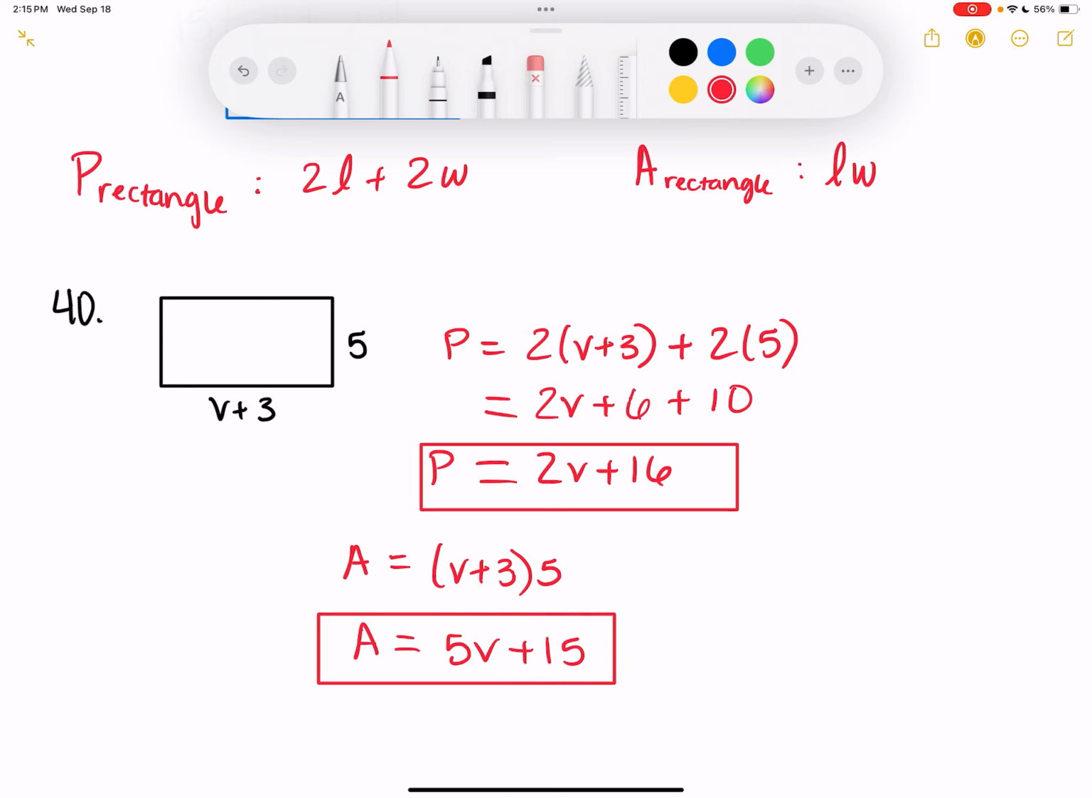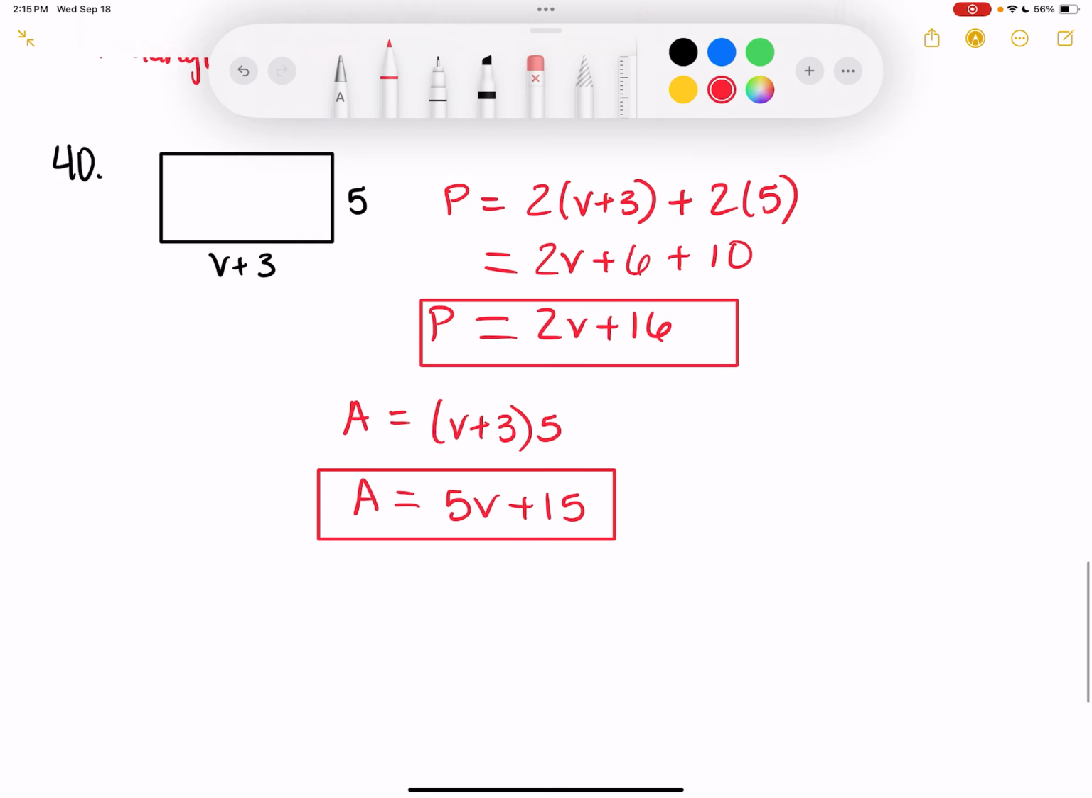Any questions about that? So it's just an application of this section, basically. Alrighty. That's it for that section.